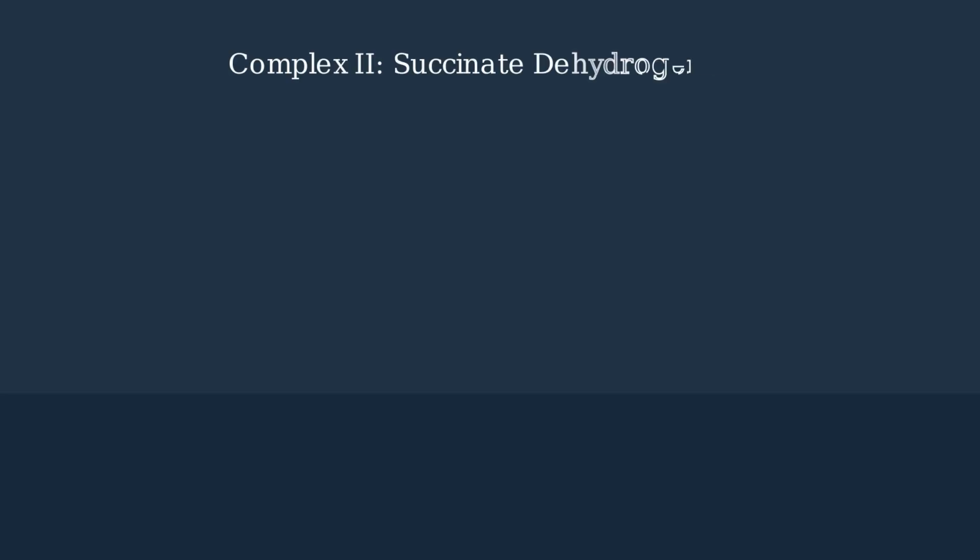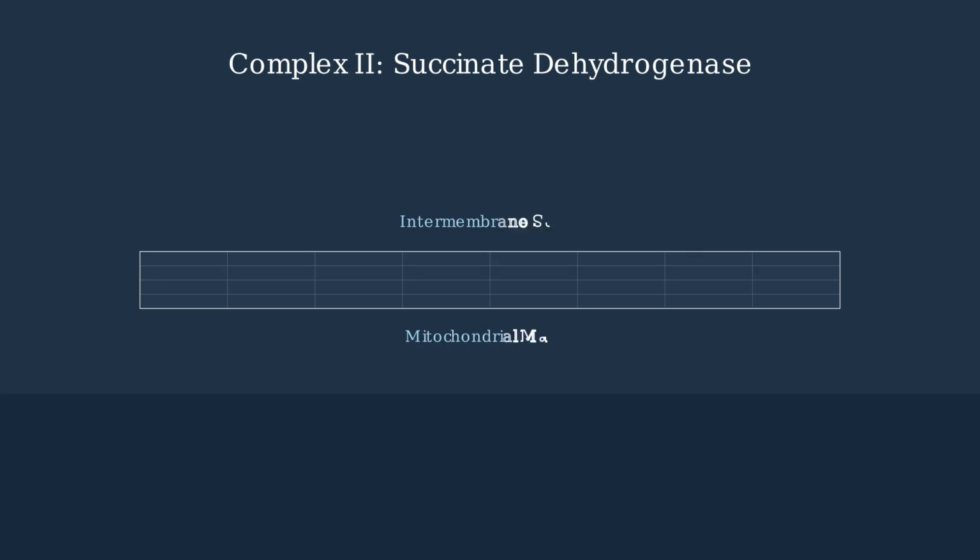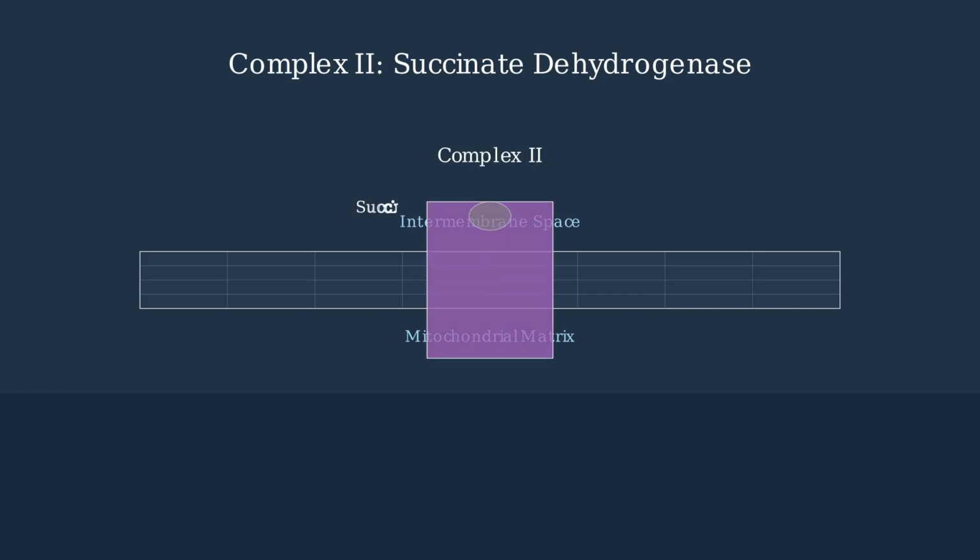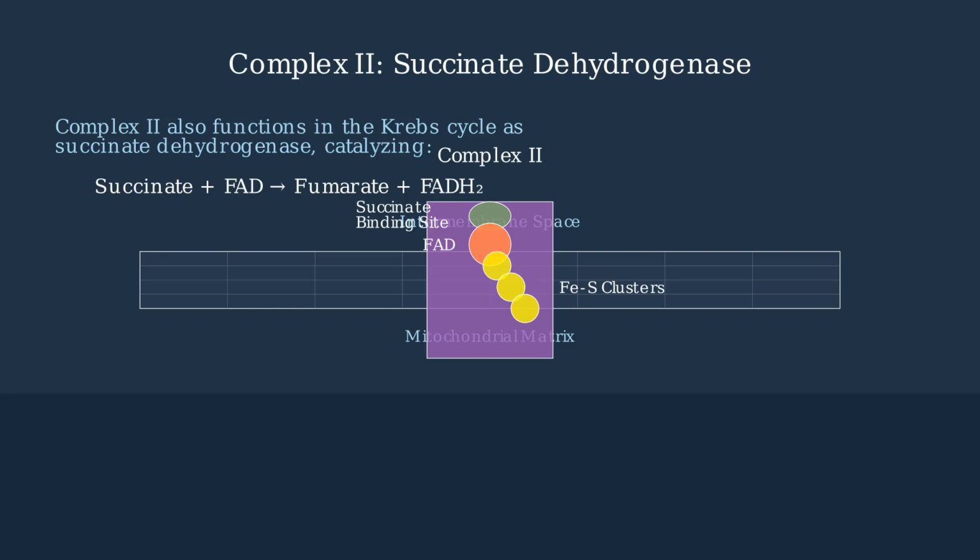Complex 2, also known as succinate dehydrogenase, plays a unique dual role in cellular respiration. It's embedded in the inner mitochondrial membrane between the matrix and intermembrane space. Complex 2 contains several key components: a binding site for succinate, FAD as a cofactor, and iron-sulfur clusters that facilitate electron transfer. What makes complex 2 unique is that it also functions as an enzyme in the Krebs cycle, where it catalyzes the oxidation of succinate to fumarate.